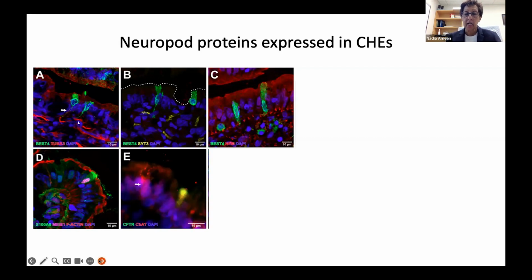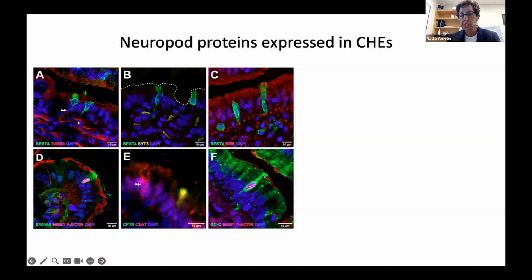The CHAT, choline acetyltransferase, is an important cholinergic regulator of mucus secretion in goblet cells. And here you can see that the CHAT decorates the lateral membrane of a goblet cell, which is what we expected, but we also saw it in the chi cells. And again, the GCC, we identified the protein throughout the apical domain and the cytoplasm of a chi cell.